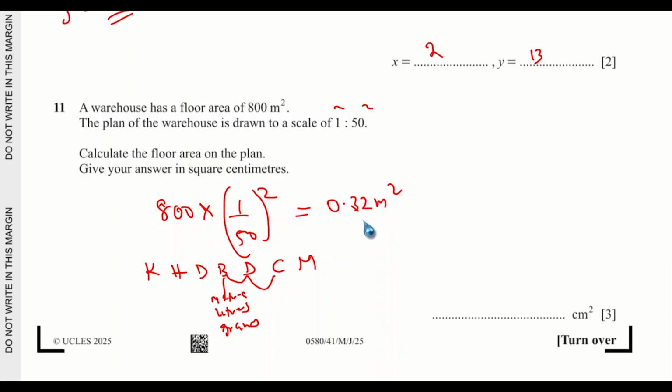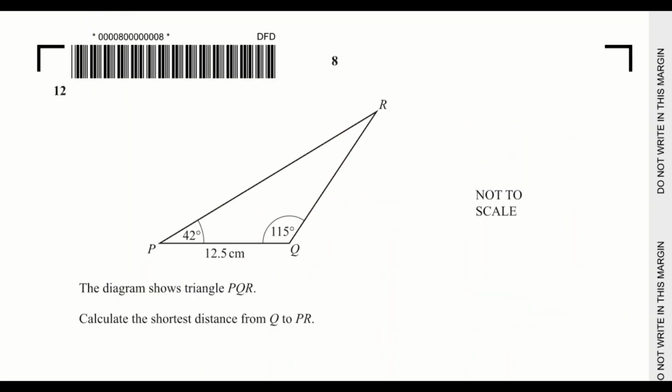So that means from this 0.32 now, from the decimal point, let's count towards this direction. That will be 1, 2, 3, 4. So the decimal point will be here. So fill up this with zeros. So that means we have 3200.0 centimeters squared, which is the same as this. Okay, so let's go to the next question. That will be question 12.